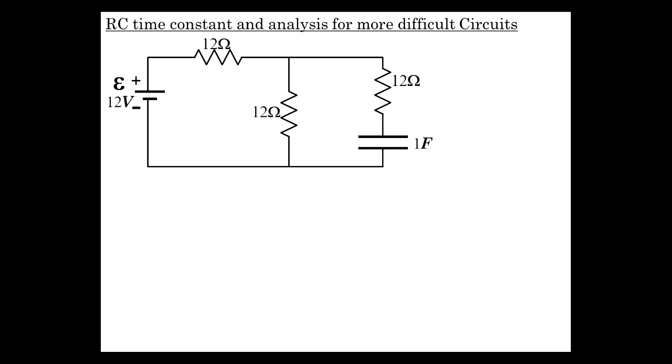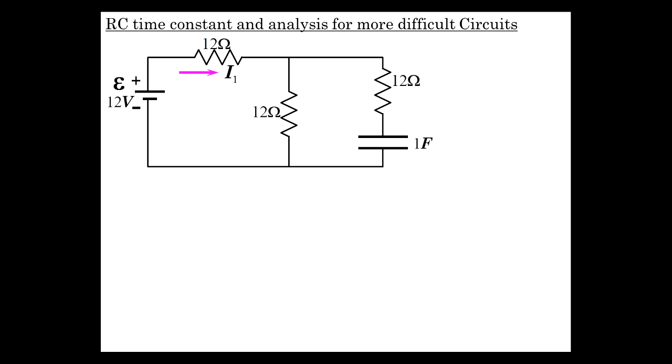Well, now let's analyze a slightly more difficult circuit and get the RC time constant for this one. We have not a very complex circuit. It looks pretty simple, but here's the RC part that we've already analyzed. But of course, this branch is in parallel with this 12 ohm, which is in series with this one. So it's going to change things. Let's see how that works.